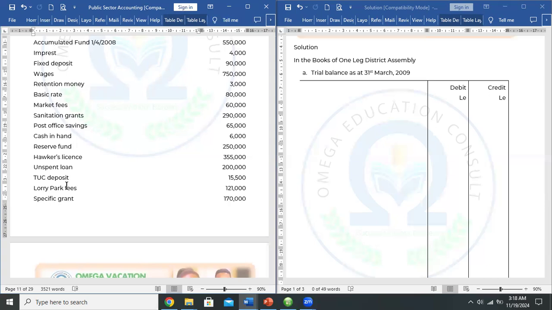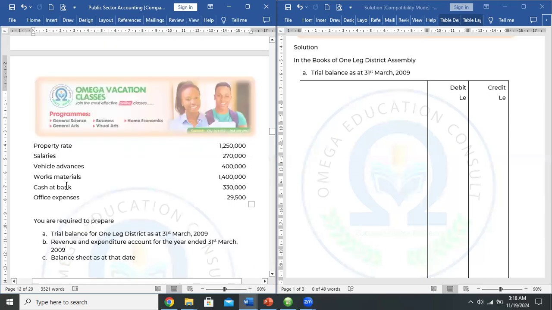Okay. So focusing on the requirement, we are supposed to prepare the trial balance. So you know how to prepare your trial balance. You put the title there. You have your columns for the name of the items, the debit column and the credit column, right? Great. So let's begin with the trial balance.